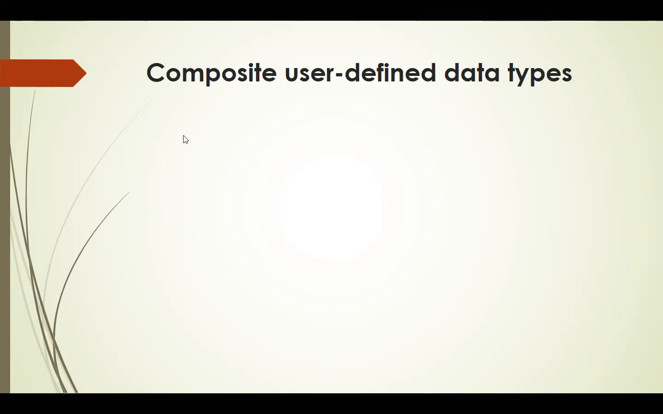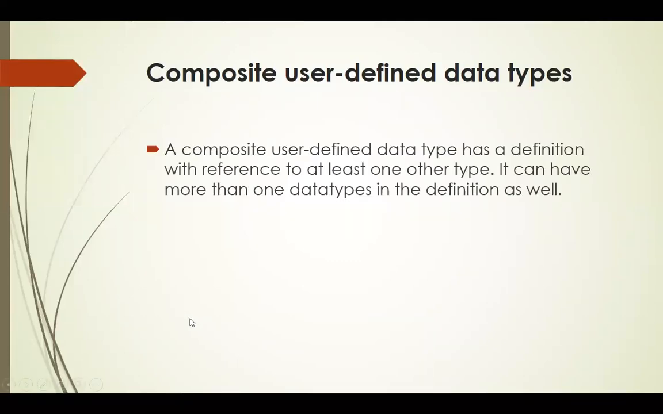This brings us to the next topic, which is composite user-defined data type. In a composite user-defined data type, the data type is defined by referencing at least one or even more data types and combining them together. So when I need to make a data type which can hold multiple kinds of values, I would like to go for a composite user-defined data type.